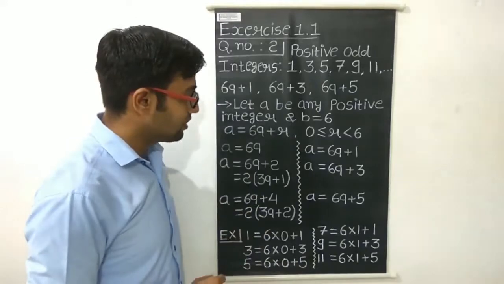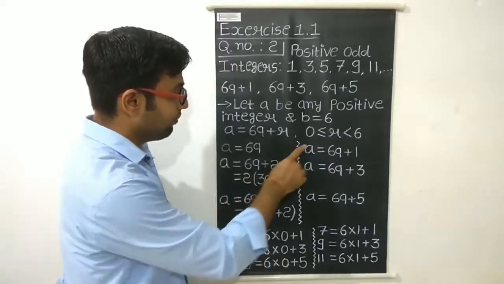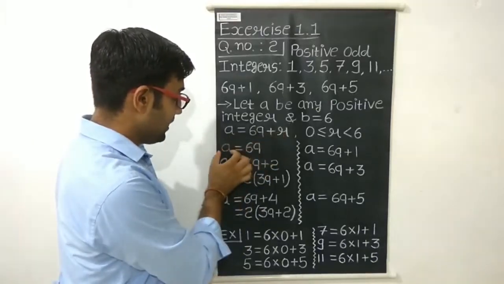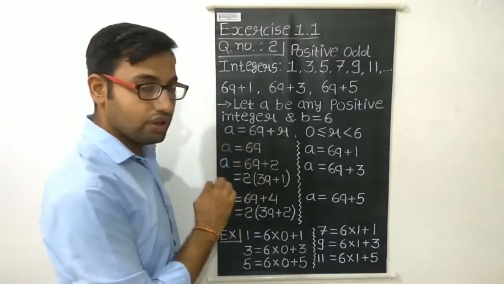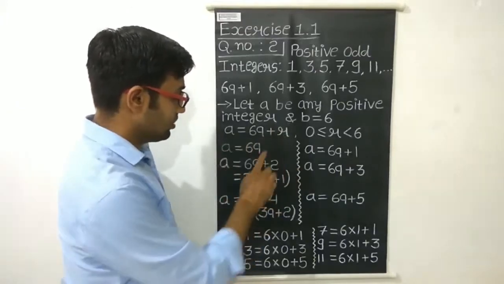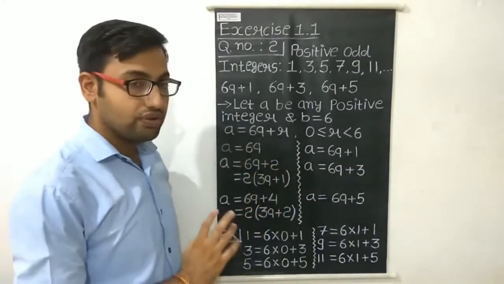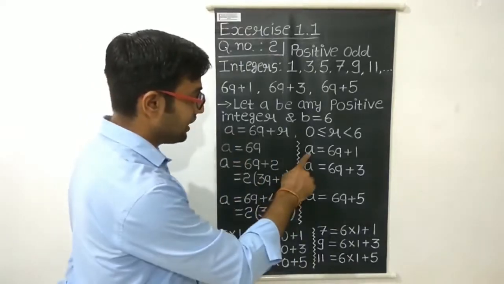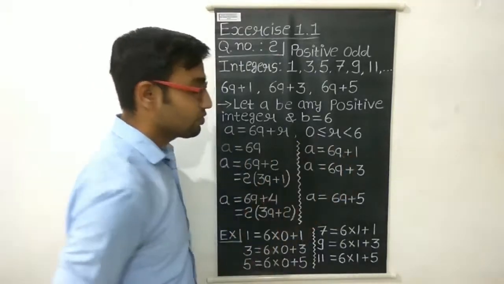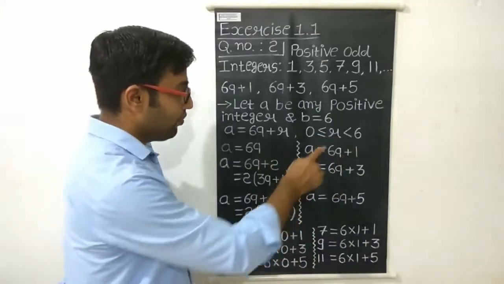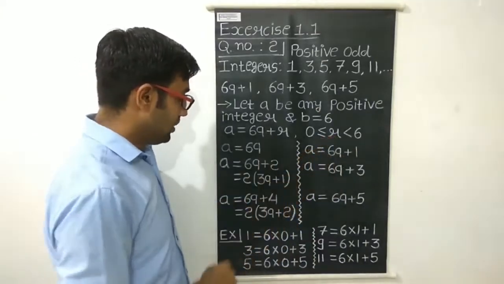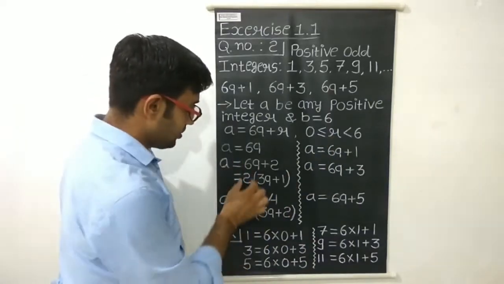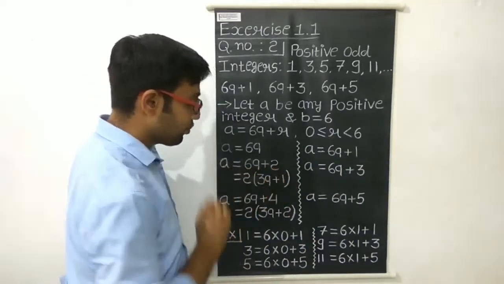So what kind of equation do we get here? First of all, we will take the value of r equal to 0. So this lemma becomes a is equal to 6q plus 0. I have not written it down because adding 0 gives the value 6q. Now let's take r equal to 1. So we will get this equation: a is equal to 6q plus 1. Now the value of r is 2. Then we can write a is equal to 6q plus 2. Notice that both the numbers have 2 as a common factor.